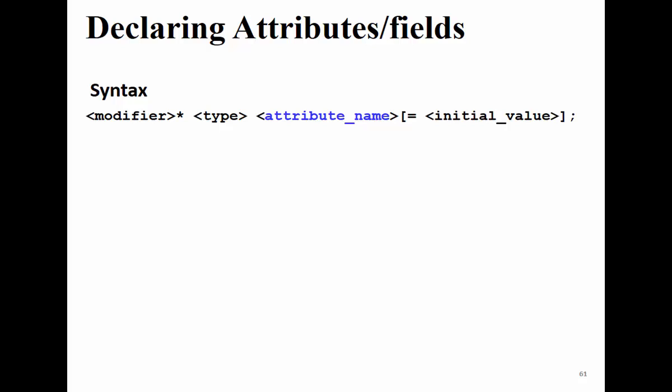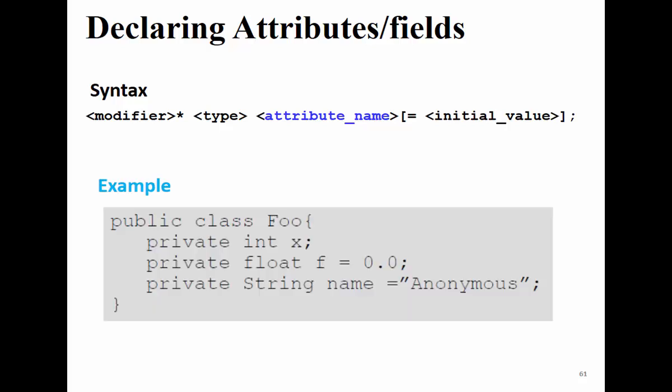Now, how do I define the attributes or fields? I define an attribute like this. This is the syntax: modifier, public or private, the data type, then the attribute name, then the initial value of the attribute. You can see here this is a public class Foo, and you have a private int x, a private float f, which you initialize as 0.0. Also you have a private String name, and you can initialize it with any string you like.